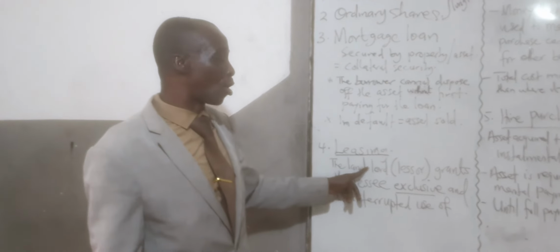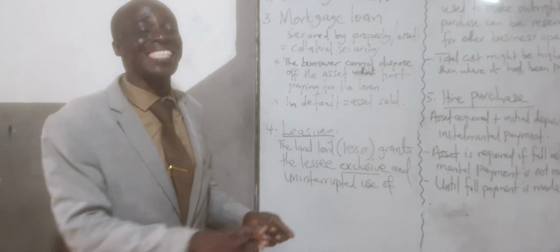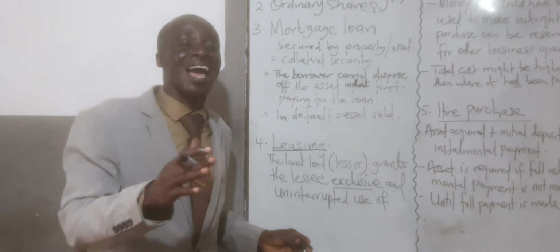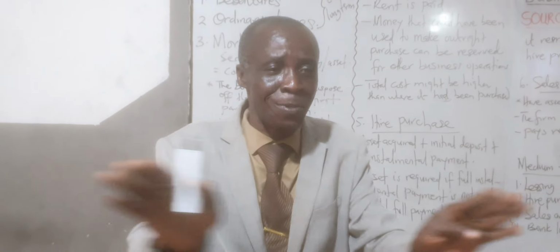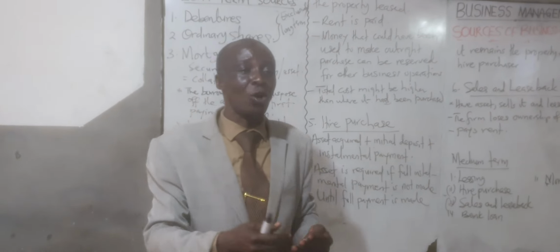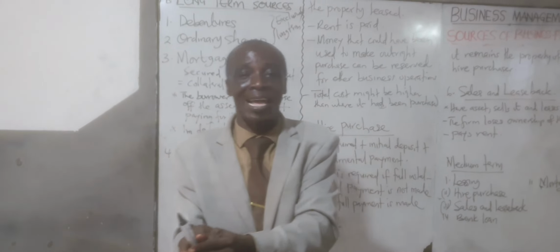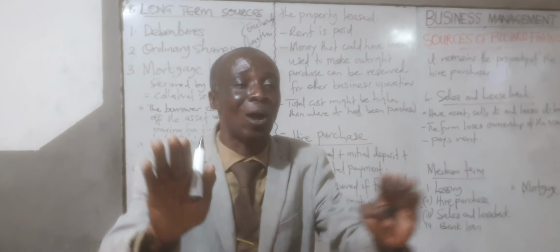So the landlord or the leaser grants the leasee exclusive and uninterrupted use. When we say exclusive, it means that the moment he grants you permission to use the asset, there will not be any interference. You will be the only one to use it.